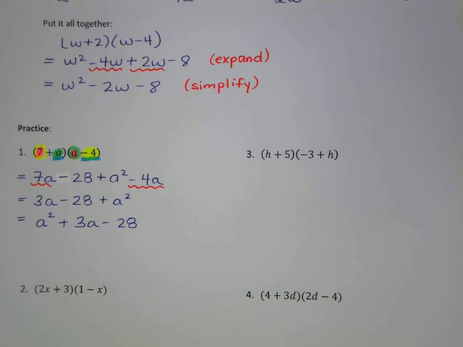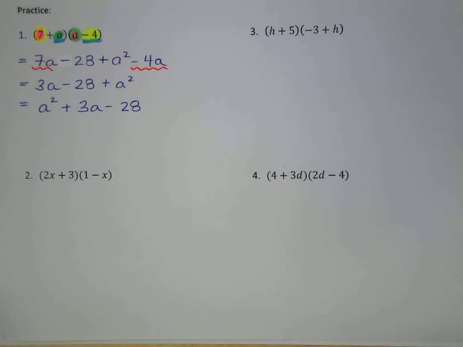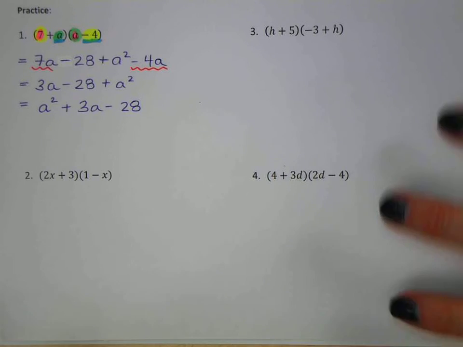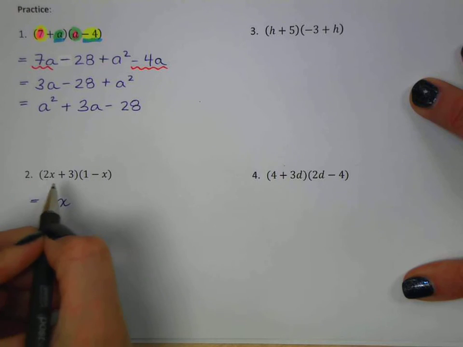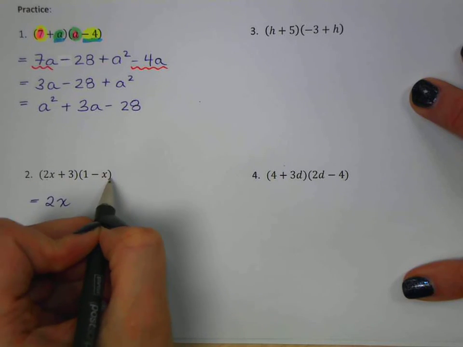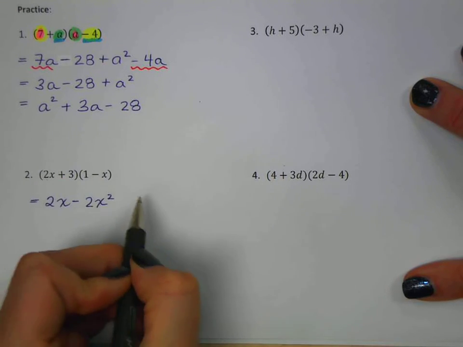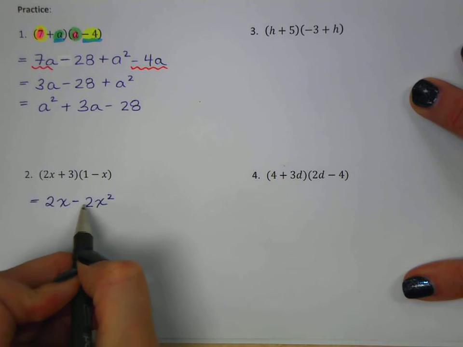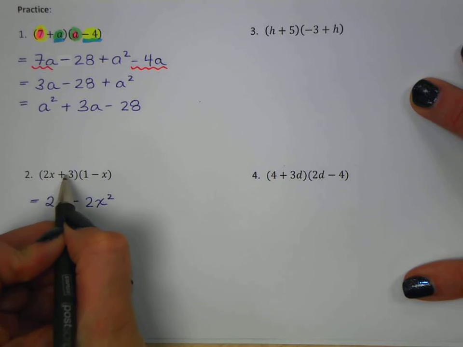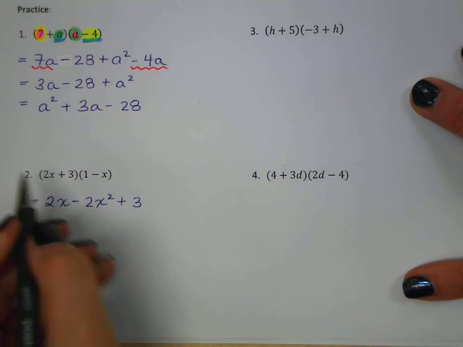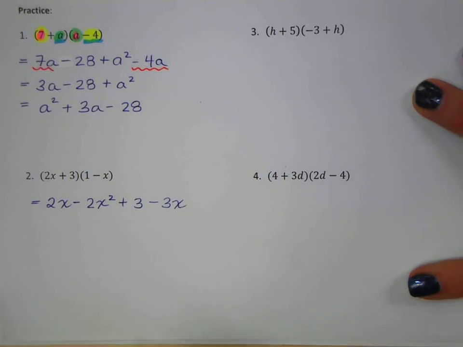Okay, so every time it's going to be the same pattern. Let's do one more together. So we've got our firsts. So 2x times 1 is 2x. Outsides, 2x times negative x is negative 2x squared. x times x is squared. 2 times negative 1 is negative 2. So that's the firsts, the outsides. Now we have the insides. 3 times 1 is 3. And then the lasts. 3 times negative x is negative 3x.